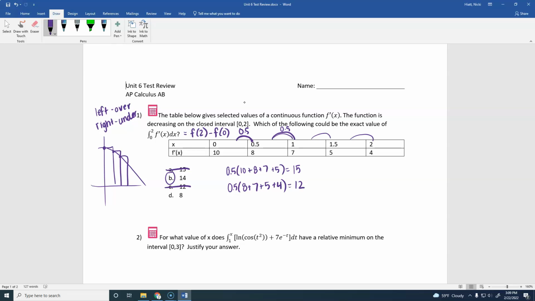We used 10 on the first one because that was our left Riemann sum. On the second one, it was right, so we didn't use 10, but we did use 4. Yeah.